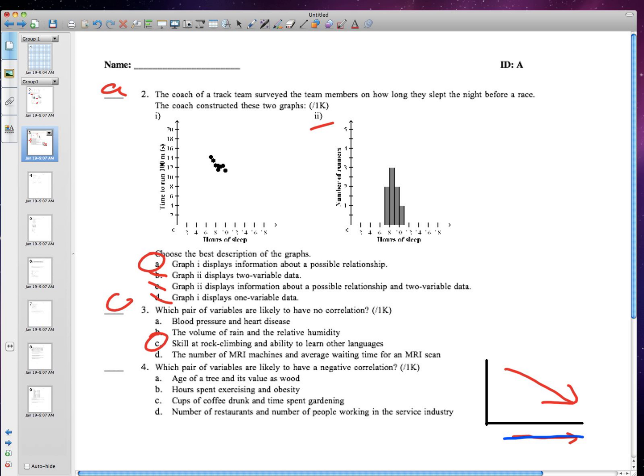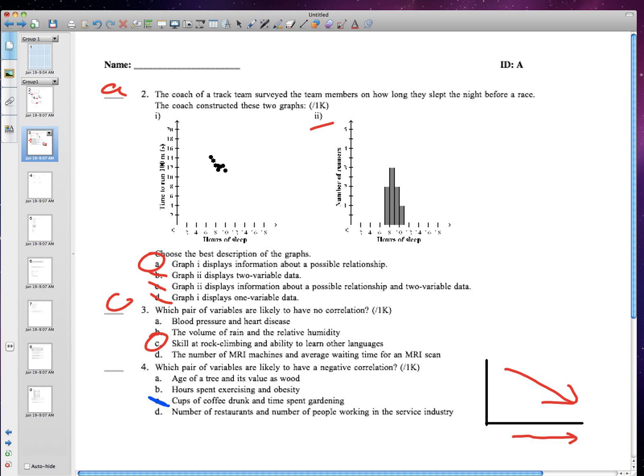Hours spent exercising and obesity. So, the more you exercise, as this increases, does obesity go up or does it go down? Most likely it's going down. What kind of relationship is that? A negative correlation. So we're probably looking for B. Let's take a look and make sure when we go through the other ones.